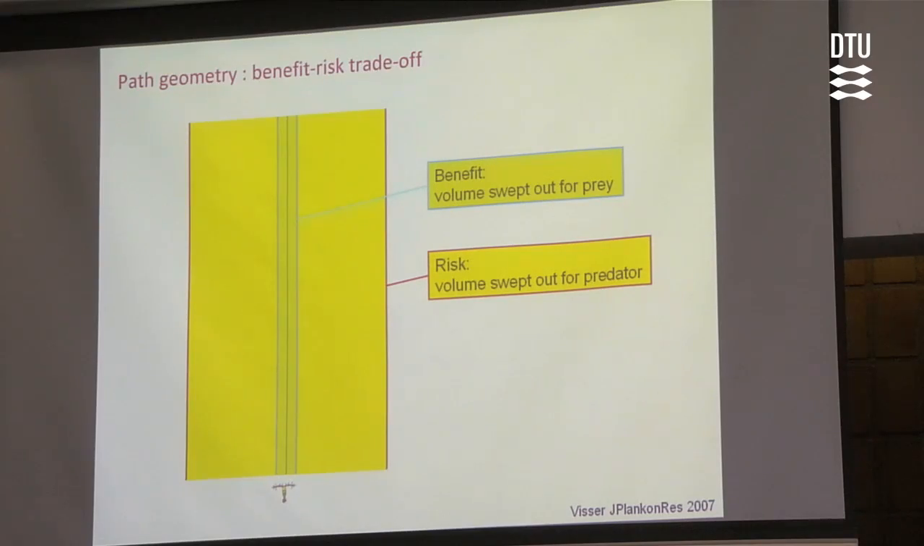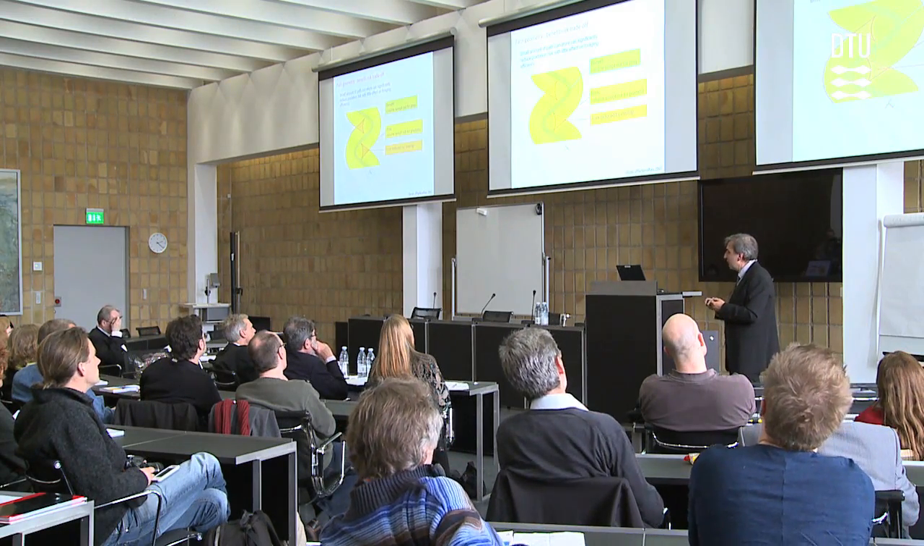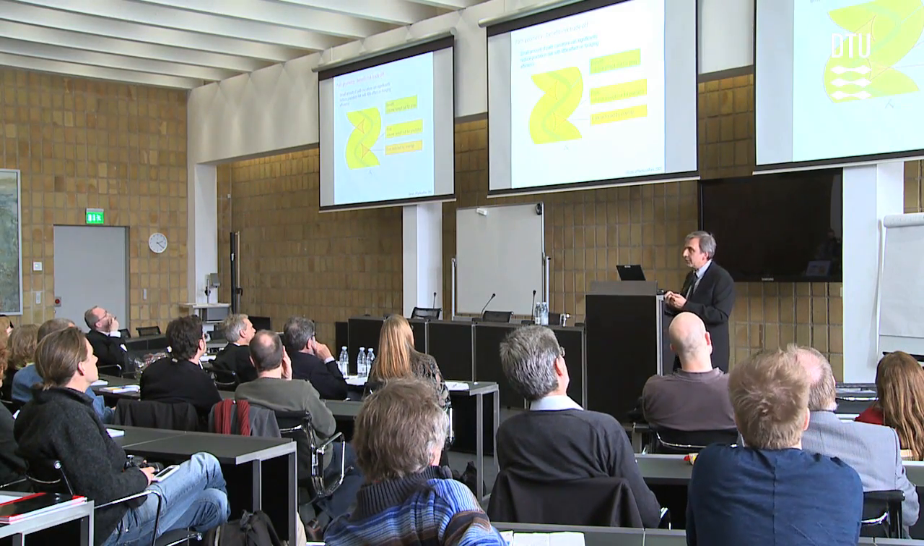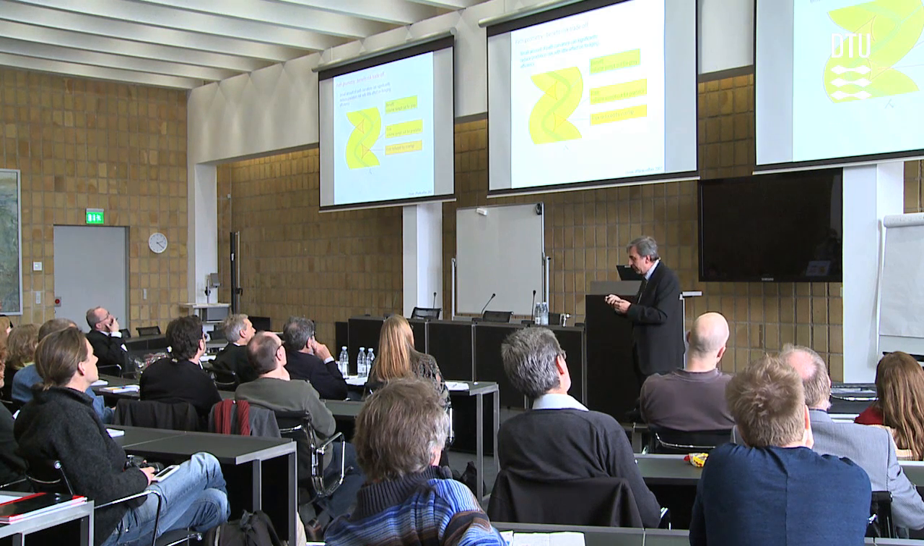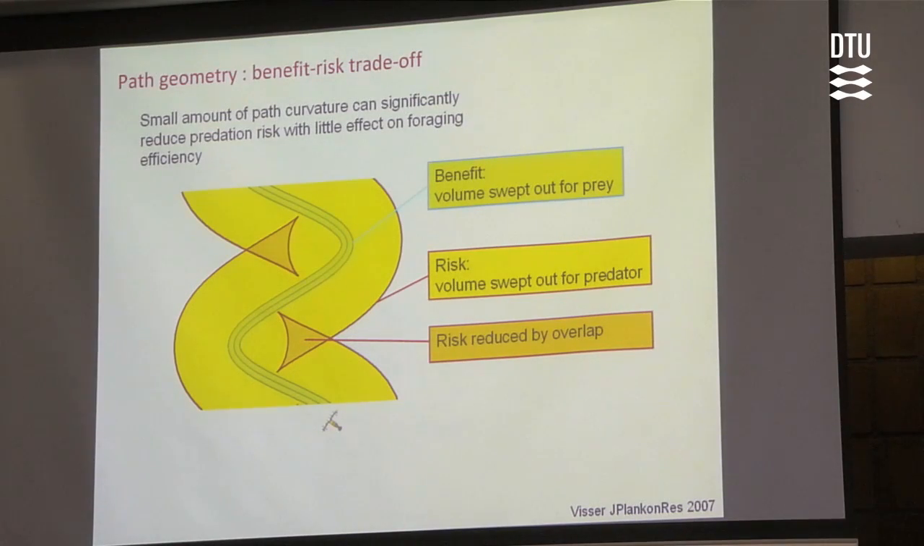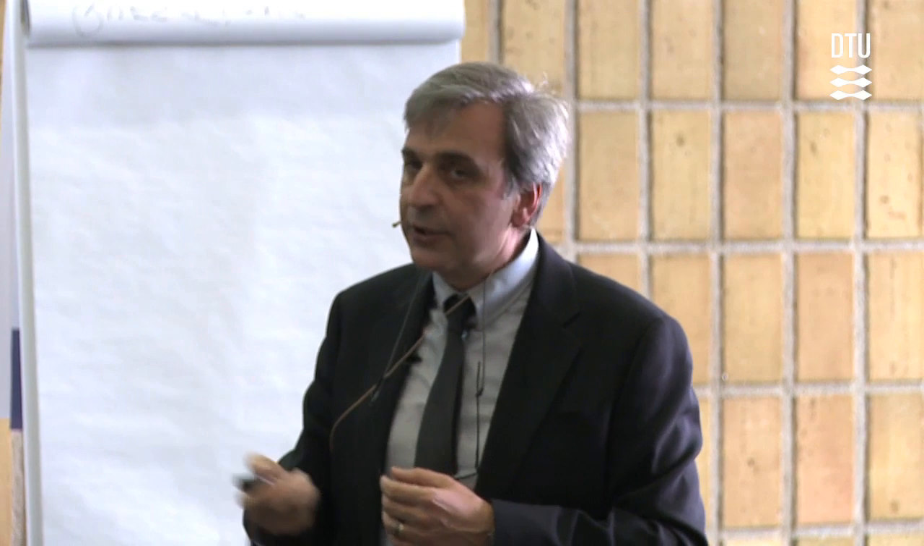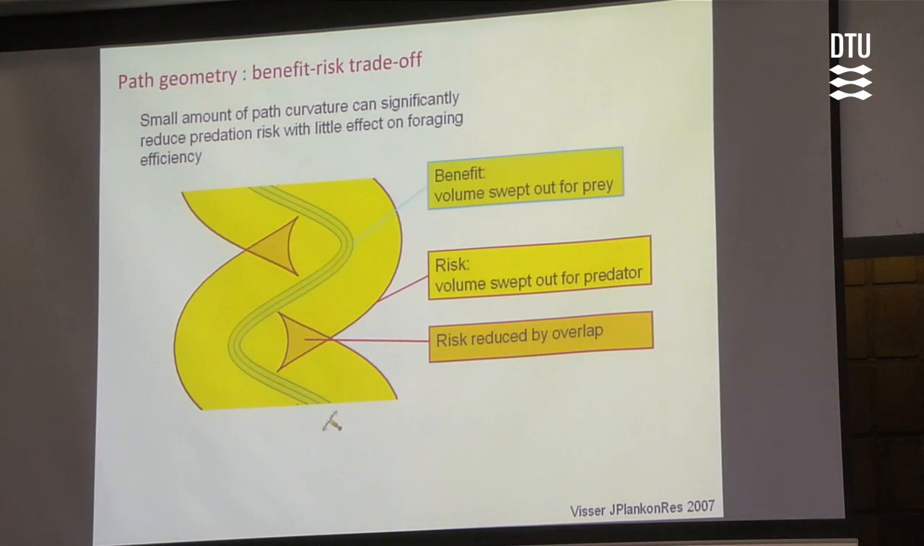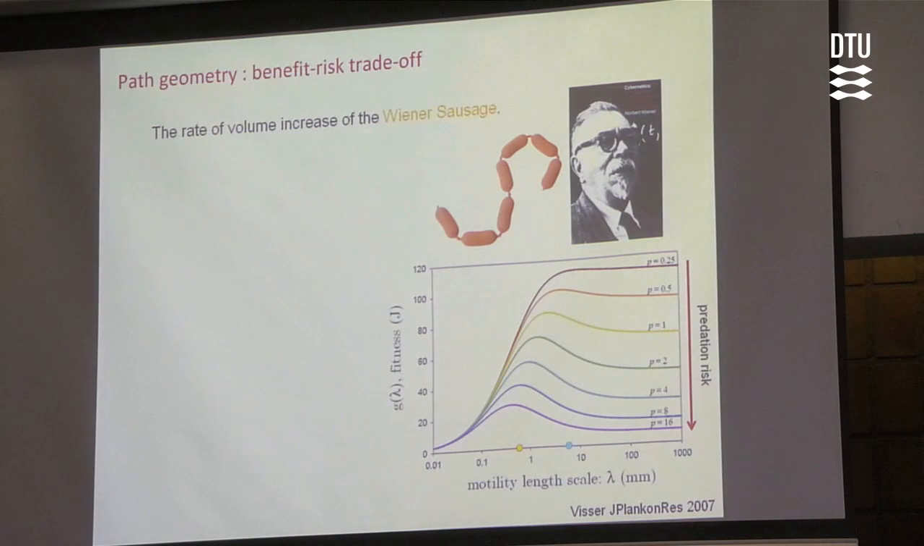How can an organism modify that? Well, it can modify that by simply introducing a degree of curvature to its trajectory. I've done this here in this wiggly path. It just illustrates that once it starts to go through a curvy trajectory, it has a large degree of overlap. So it's reducing the volume that it's exposing itself to in risk.